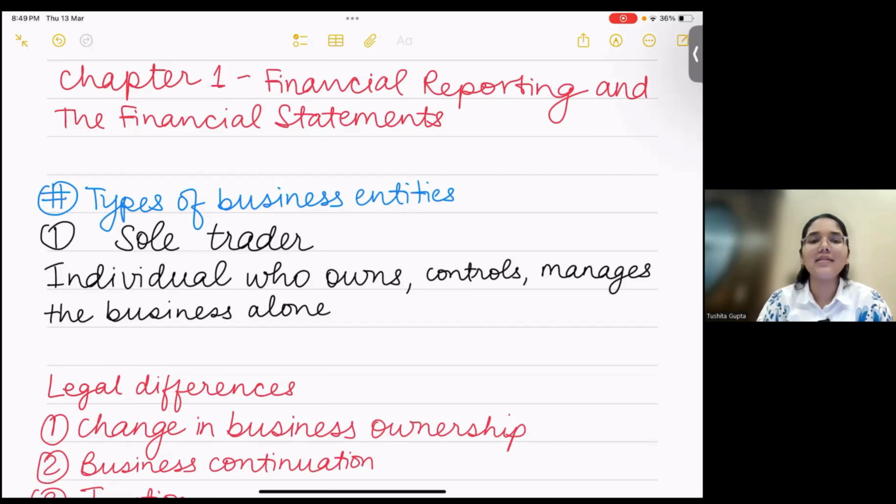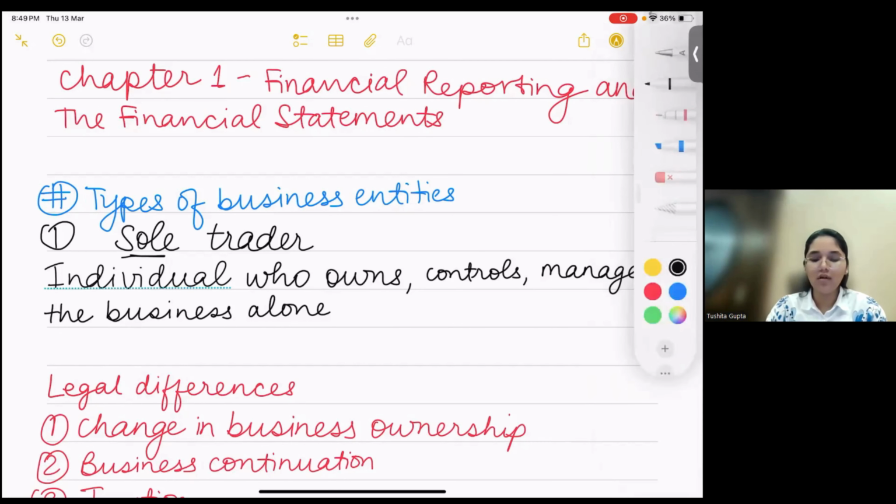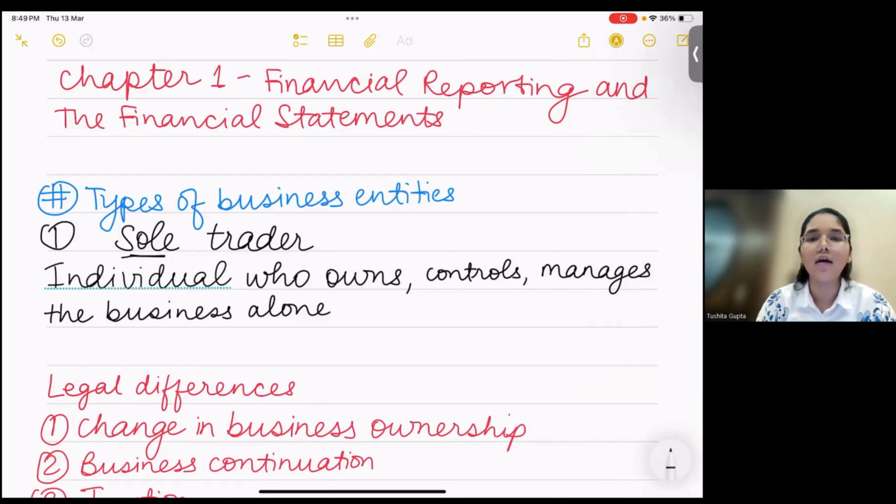So the very first that we are going to talk about is a sole trader. As the name itself suggests, it's sole trader. Sole means individual, sole means alone. So the person who trades alone, who's the only owner of the specific business, is known as a sole trader. You can see in the definition also, it's an individual who owns, controls, manages the business alone.